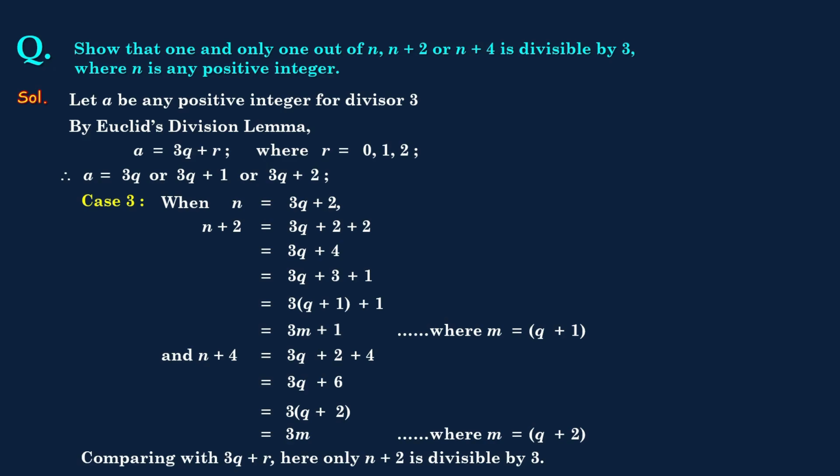divisible by 3. Here there is a printing mistake. It should be n plus 4 is divisible by 3, not n plus 2. So while you are writing it in your copy, make sure you correct it in your copy.